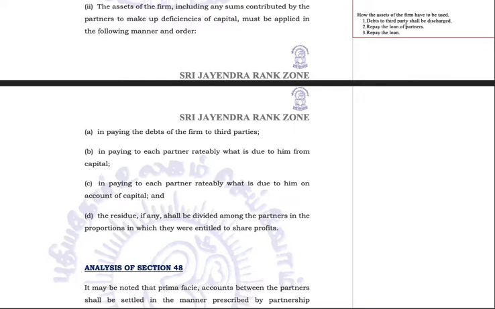Repay the loan, and this is the loan. This is like the initial contribution. Repay the initial contribution. Okay, in the capital he made, and now repay the loan whatever he paid him later on. The residue, if any, shall be divided among the partners in the share of profits. Whatever is left will be divided among partners.